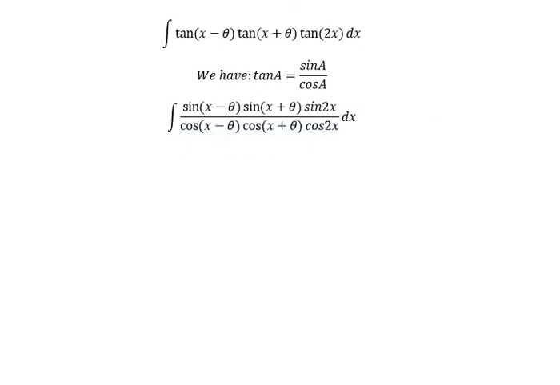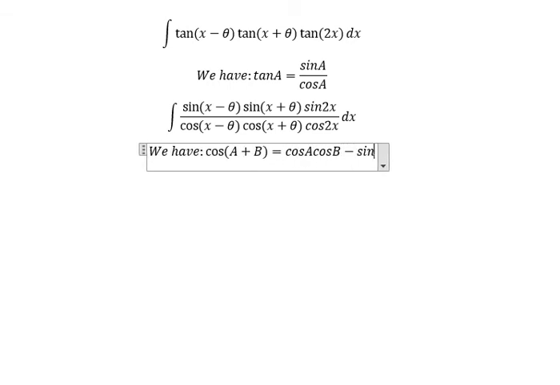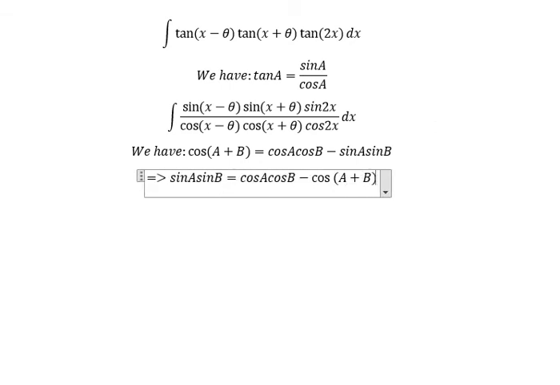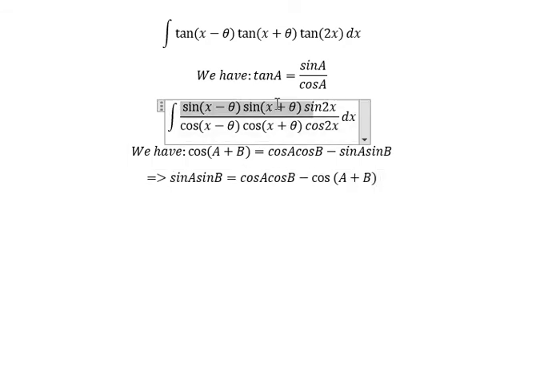Next, we have cos(A + B) = cos A cos B − sin A sin B. So we will have sin A sin B = cos A cos B − cos(A + B). So we will apply this formula for sine this one.